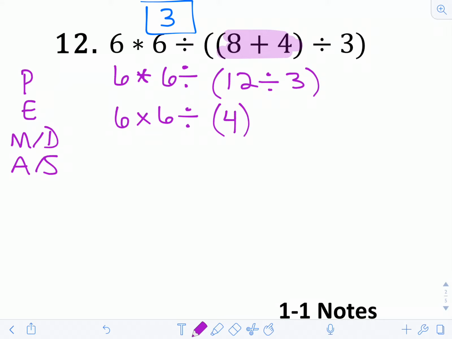And then you do your multiplication and division left to right. So you do not do 6 divided by 4 first because that's not going in order from left to right. So on the left side we do 6 times 6, which is 36. And then we divide that by 4. So 36 divided by 4 is 9.